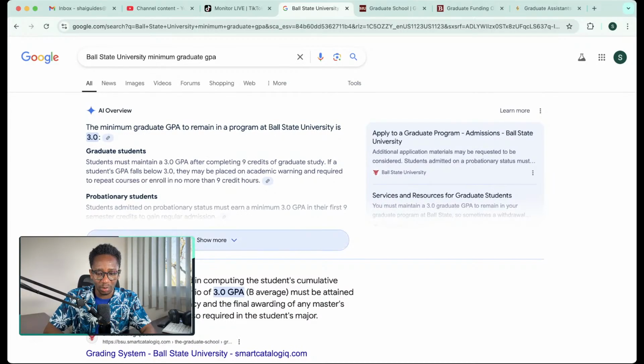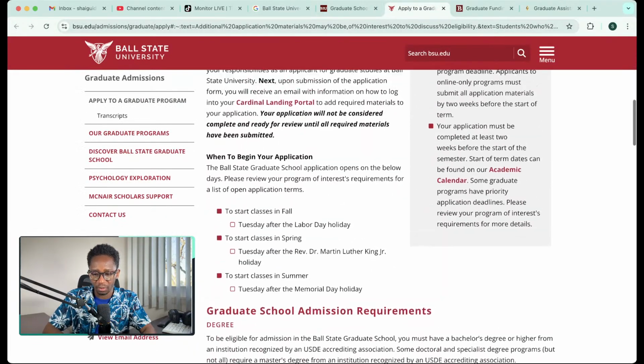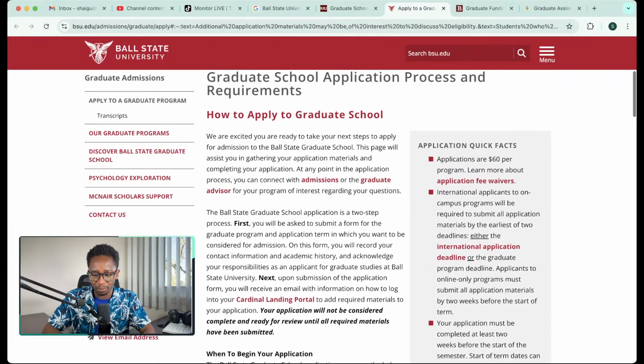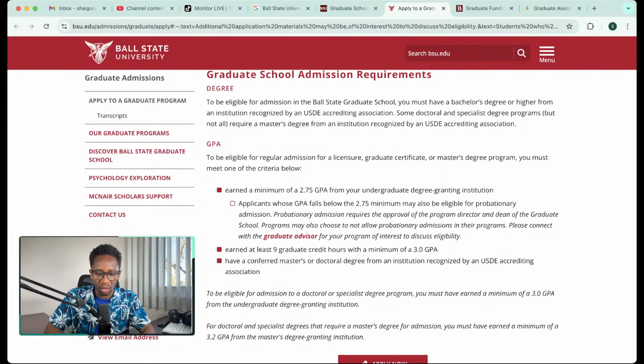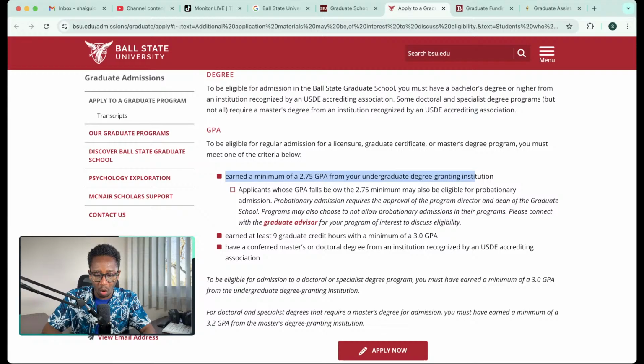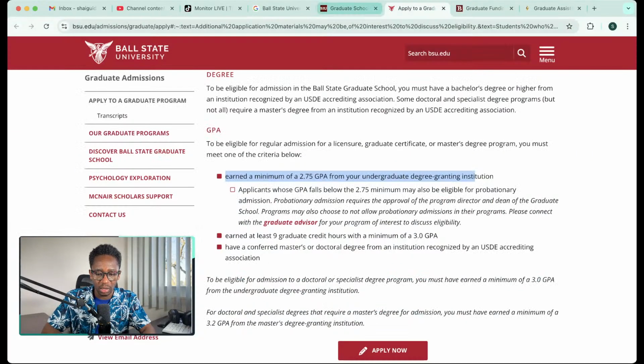Let's look at Ball State and see. I'm not too sure, but we can check, because I may have come across something. So what they are saying is that if you have a minimum GPA of 2.75 from your undergraduate degree, then you can get admission. The other school, I don't know if it was Southern Illinois University or Minnesota State, said at least 3.0 for graduates if you have a previous graduate degree.